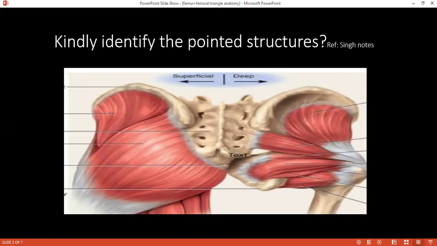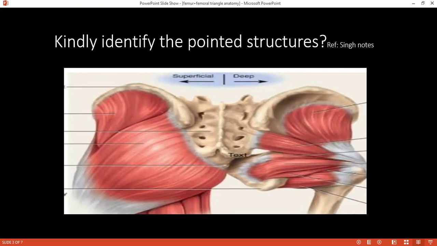Okay. Can you please identify which muscle this one is? Gluteus medius muscle. Okay, can you please identify this one? Iliacus. No.